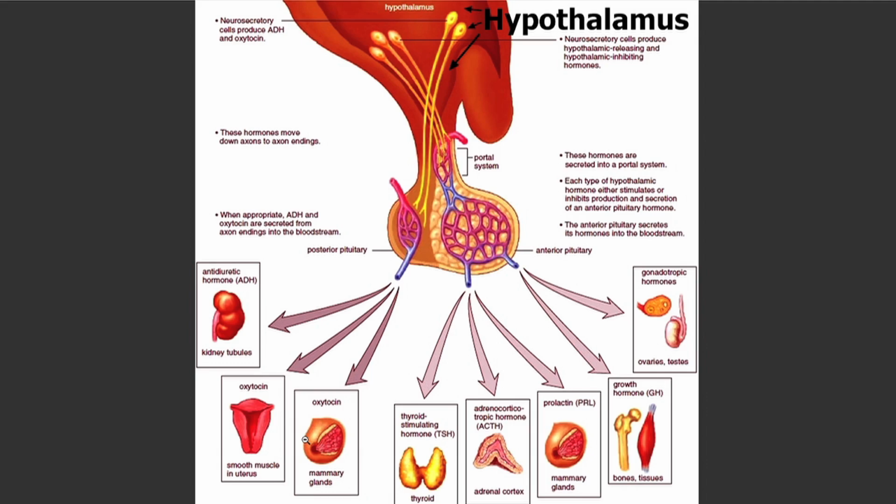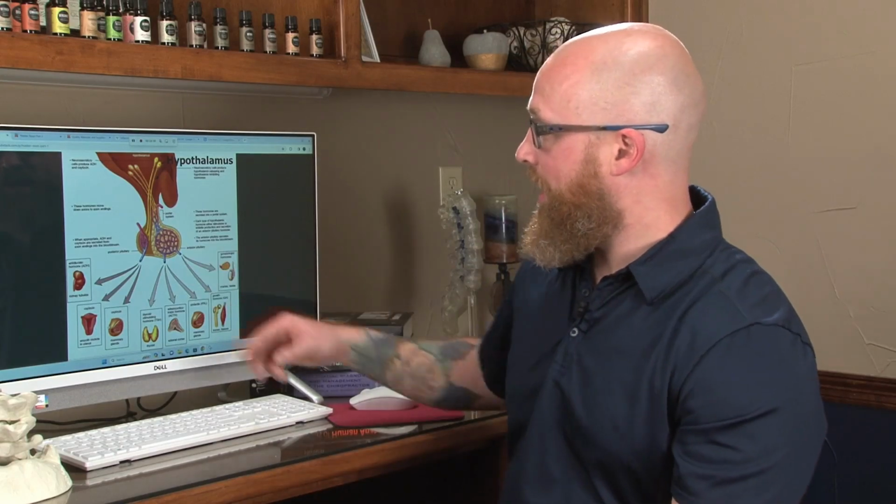And our sex hormones, testosterone, estrogen, androgens, and progesterones are all secreted by our sex organs. But again, all of these organs are not producing their hormones arbitrarily. They're being told to by the pituitary.